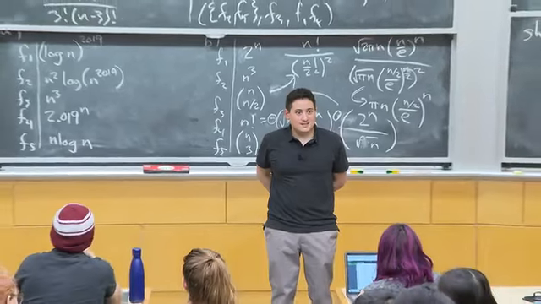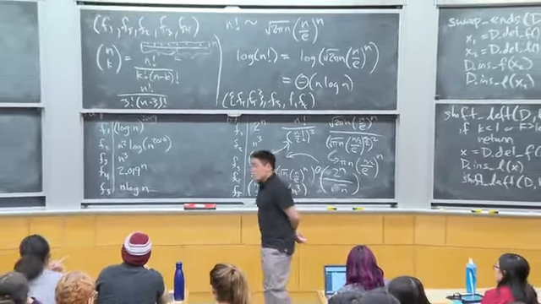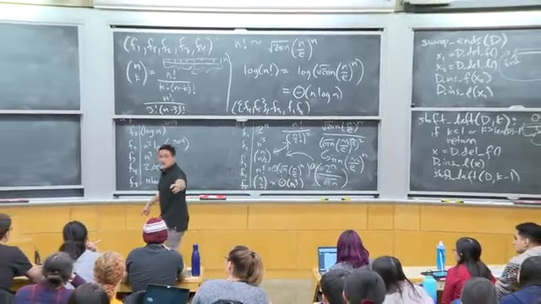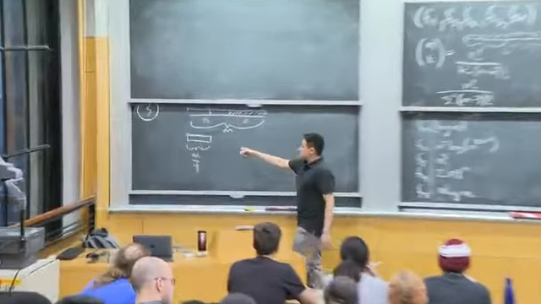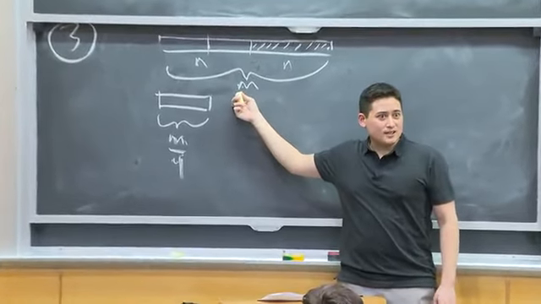We need like m over 4 of the extra space. Oh, okay. So what you're saying is that we actually want to keep some extra space back here. And why is that?